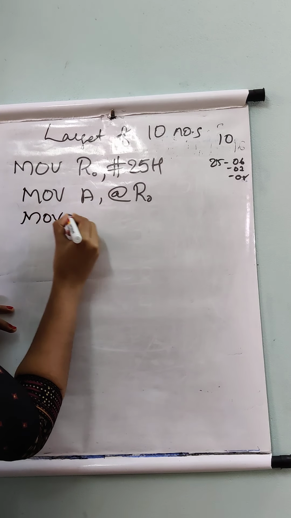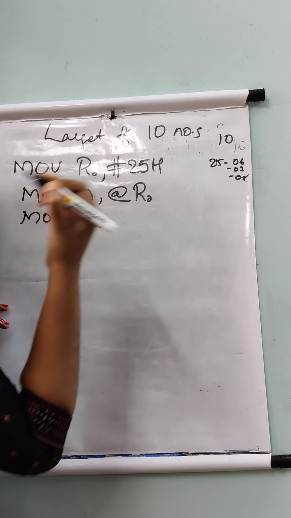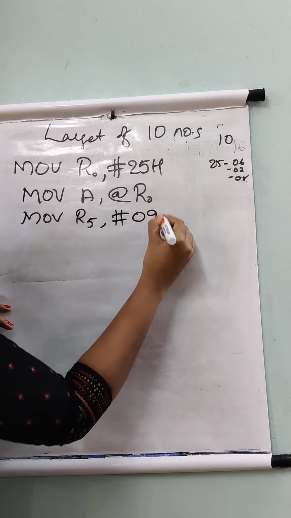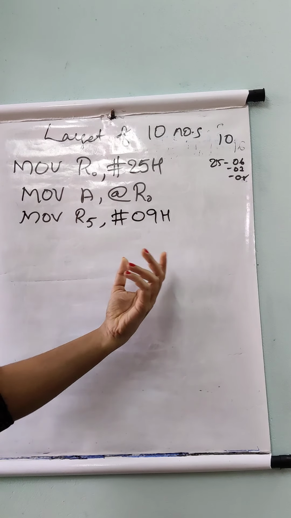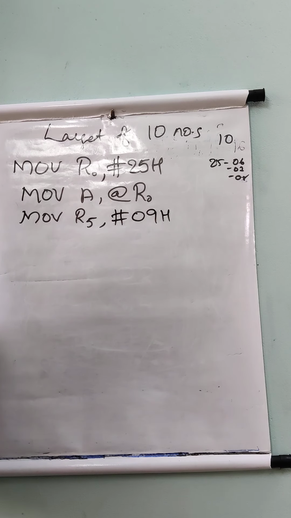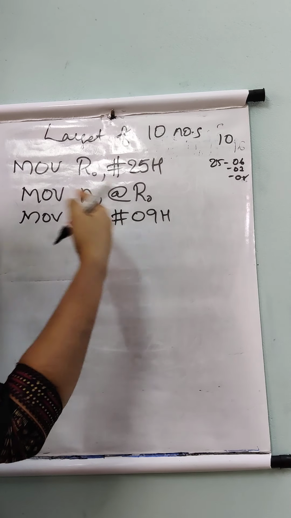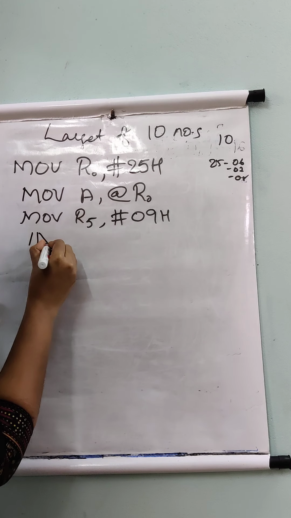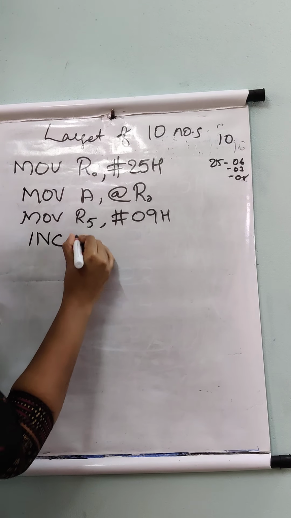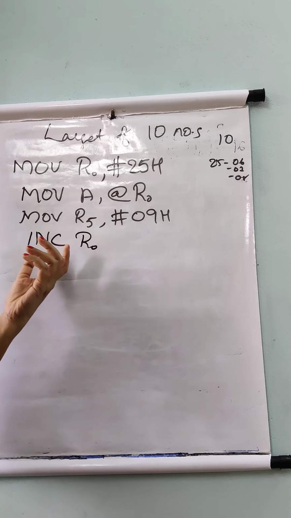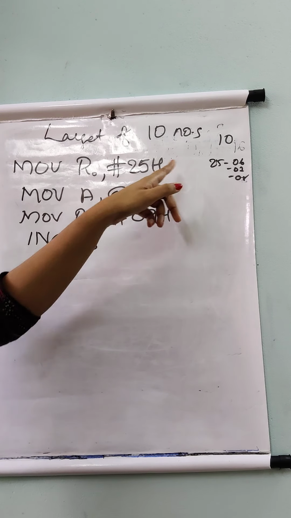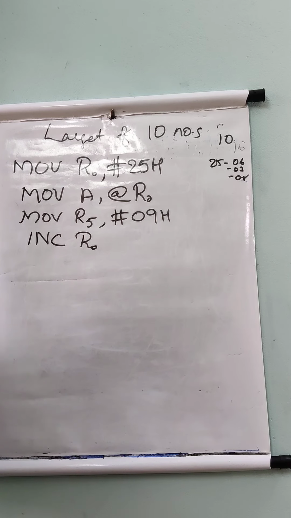So MOV R5, any register, you can give any register, R5, 09H. So your count is 9 now. Now to take the next value, you must increment the location, right? Now the location is 25H. To increment the location, what we are doing is INC R0. So you are incrementing the location from 25 to 26.